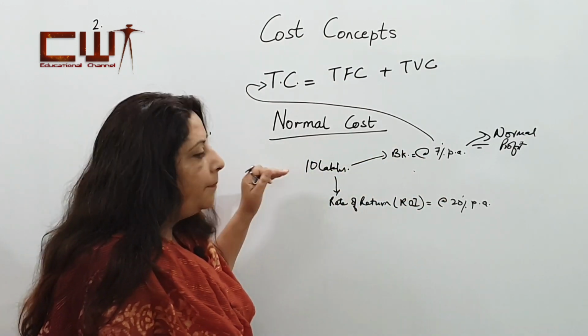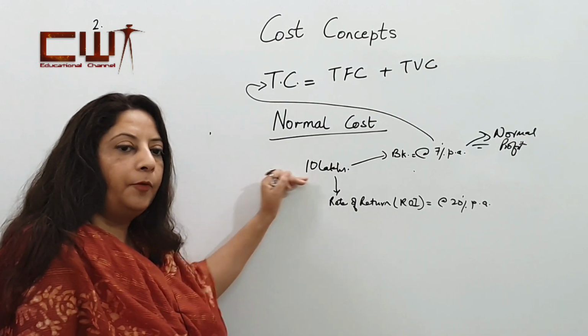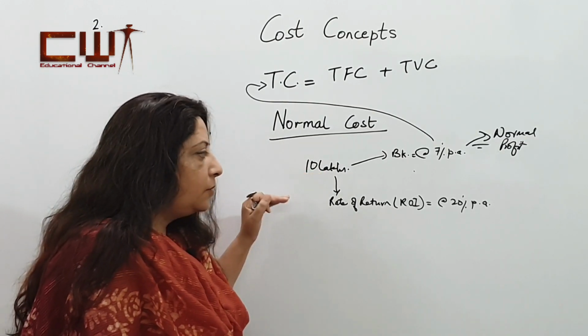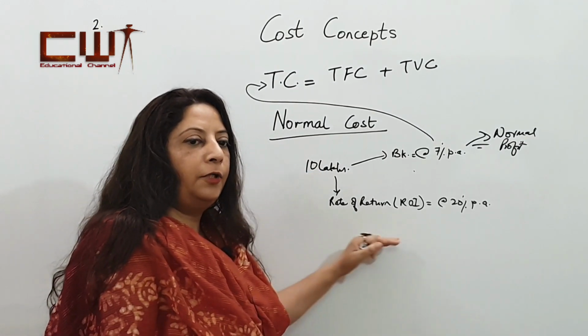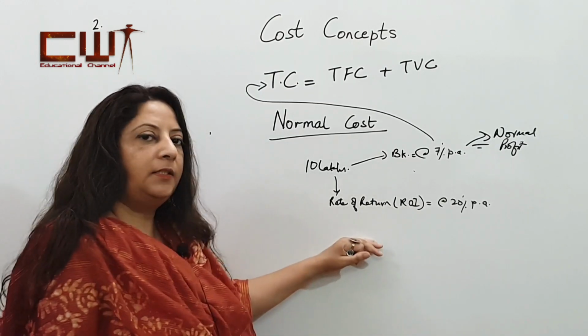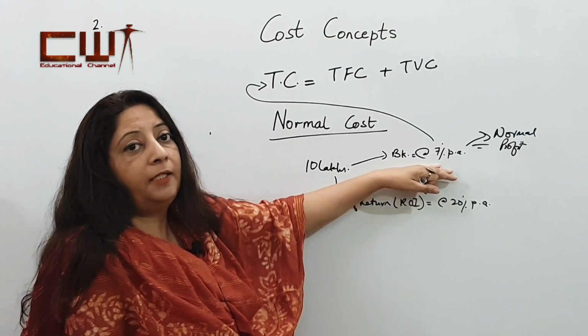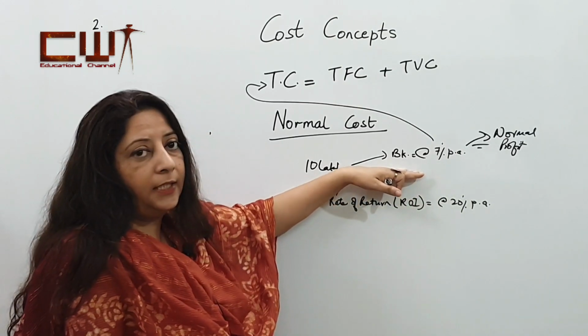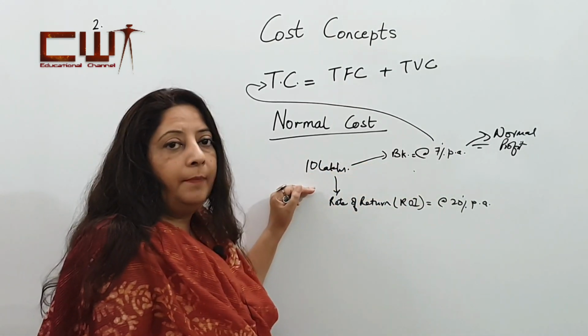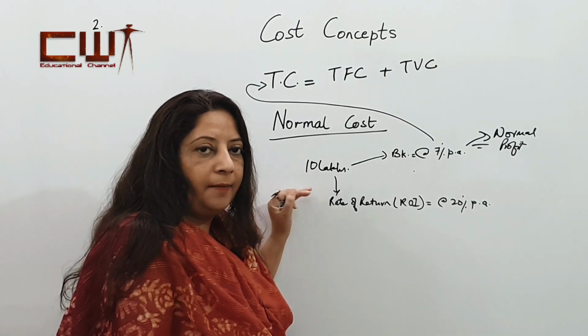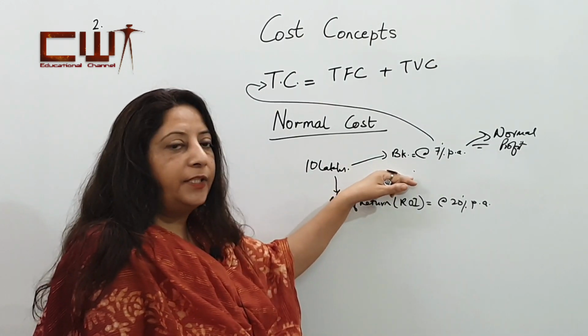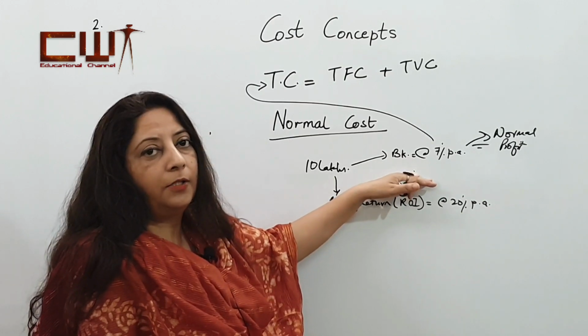Normal cost is the minimum which the person is supposed to earn if he is not utilizing those funds for doing business. If he is doing business, obviously he will be getting something more than this 7%, which he may get through the bank if he is just not doing anything. By just keeping the money aside in a bank, he is earning a rate of interest. So this becomes his normal cost.